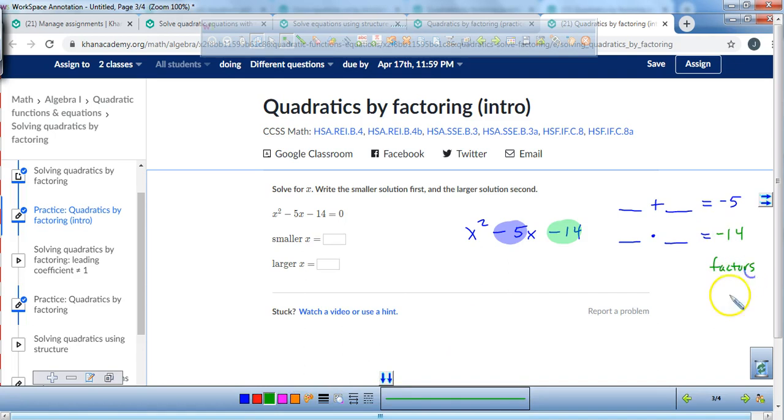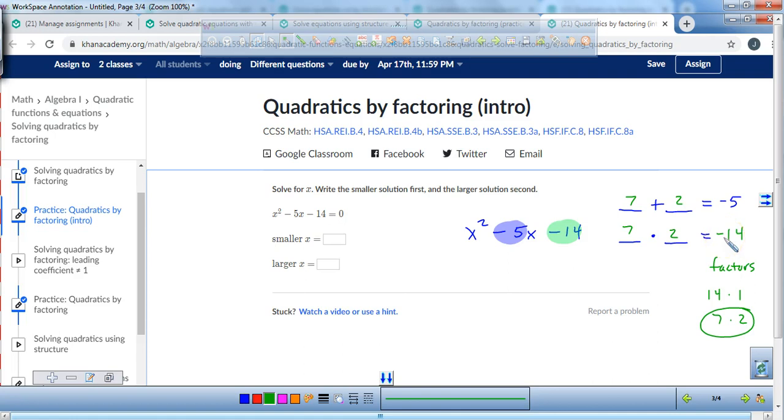We need to look for our factors. Well, the factors of 14 are 14 times 1 and 7 times 2. We're going to use 7 and 2 because those are the only ones that can get us to a 5. So I'm going to put a 7 and a 2 and a 7 and a 2. But now we got to figure out, wait, how do we get to a negative 5? And how do we get to a negative 14?